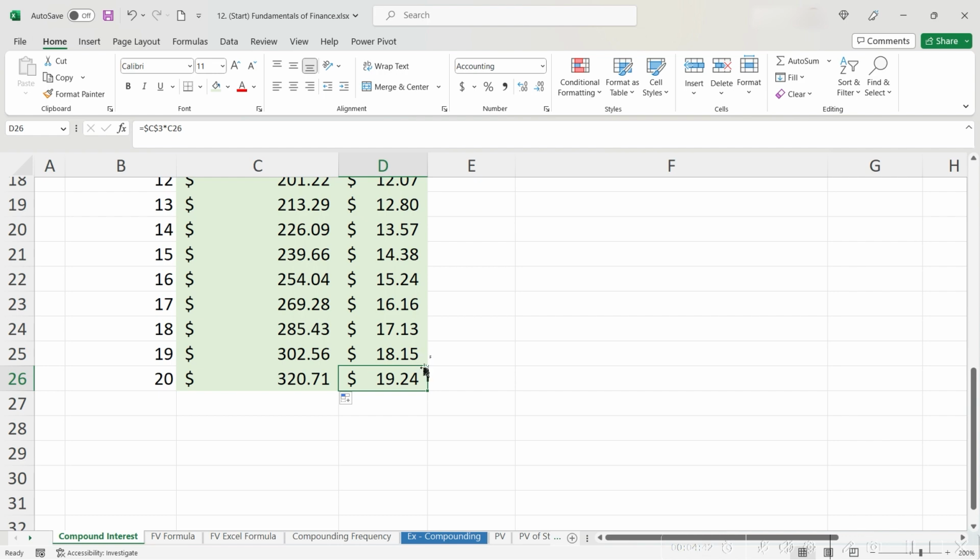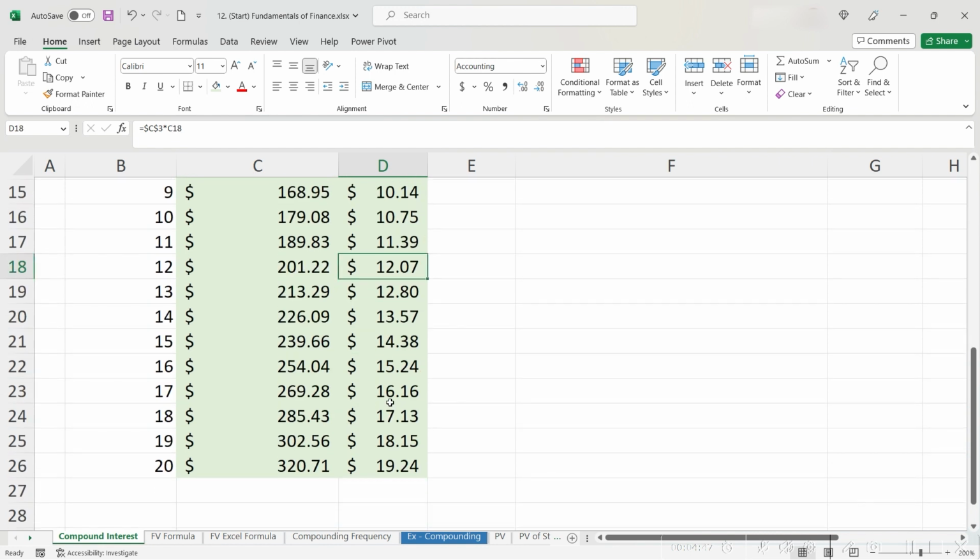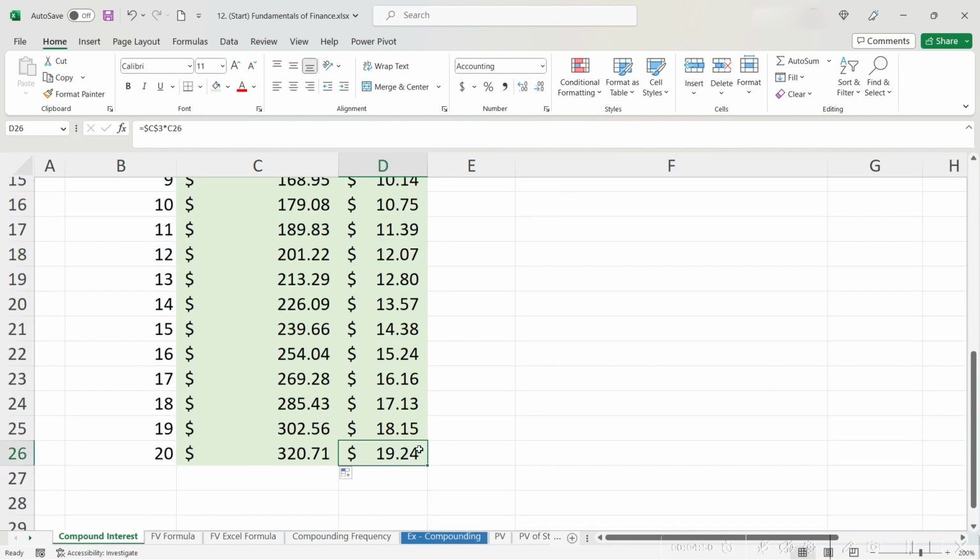$19.24. If we look at the increase in interest over time, it took about 12 periods to double the first time, and then only about 8 periods to double the second time. Here, we can see the power of compound interest at work.